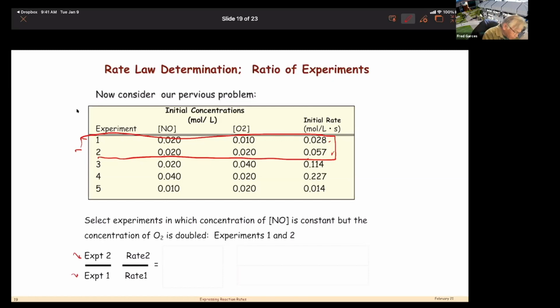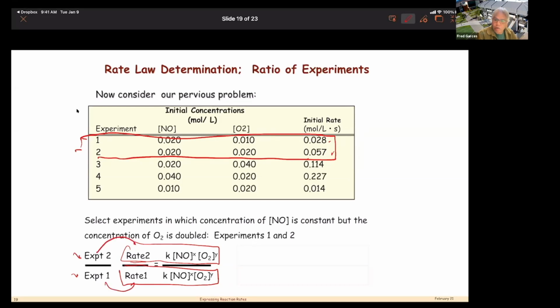Then this is the rate law. But this is for experiment 2, and this is for experiment 1. The rate laws are identical. It's just that the values are going to be different for the different experiments that were carried out.